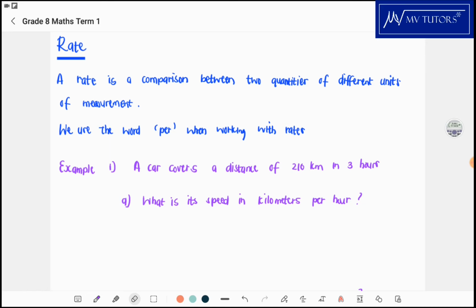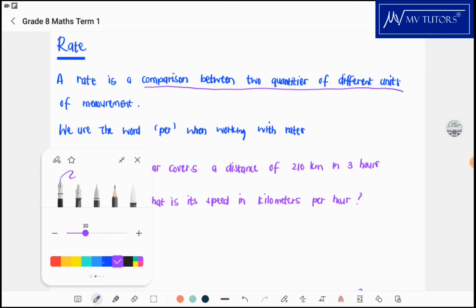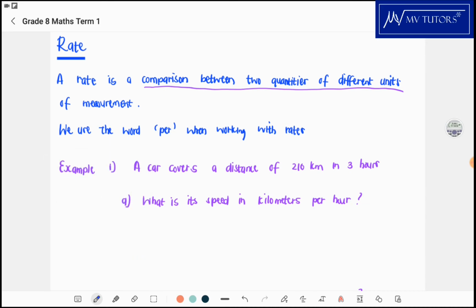You can also link rate to finances, or money. But the important thing here is you are comparing two quantities of different units. I think that's the one thing you can take from it: a comparison between two quantities of different units. Let's go ahead and see this example. And like I said, we use the word per when working with rates.